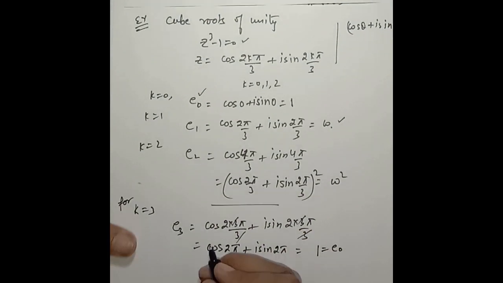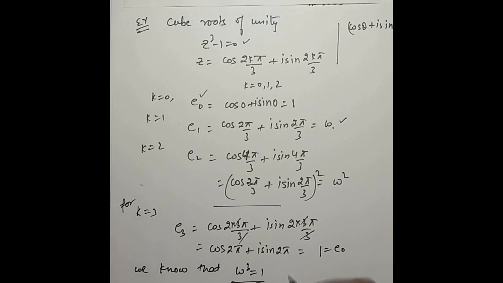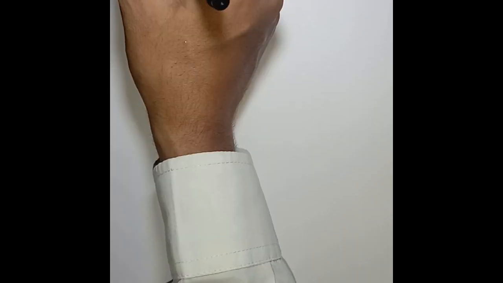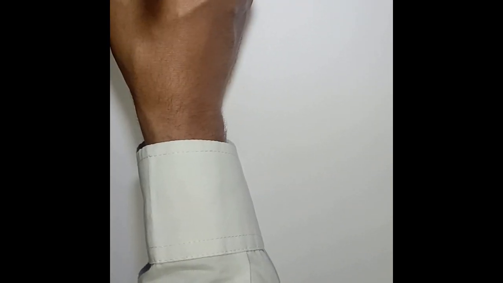That is why we know that omega cube is equal to 1. We are already aware of this. Now the second application of De Moivre's theorem.